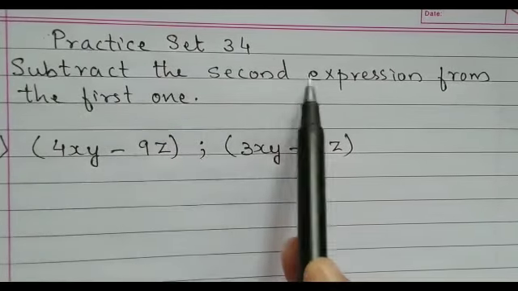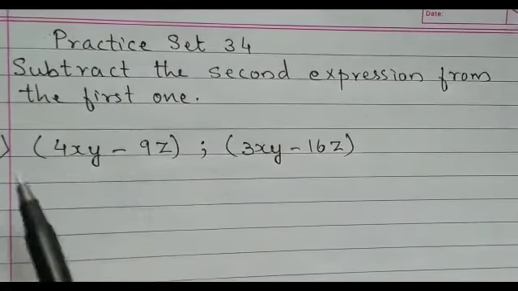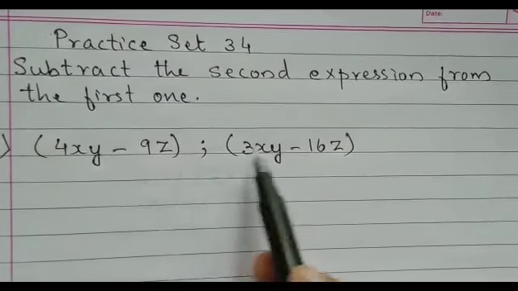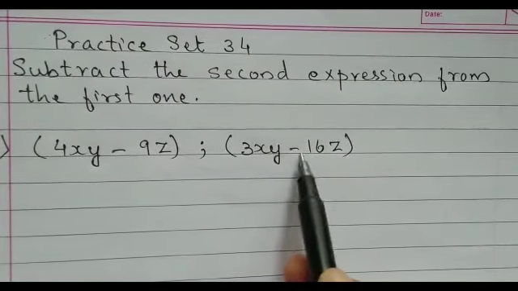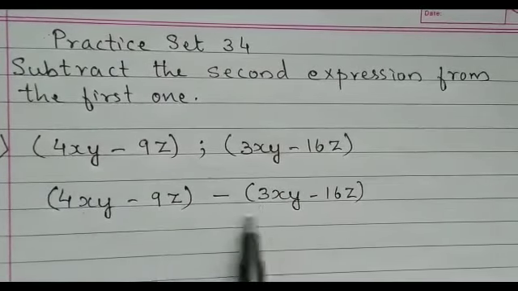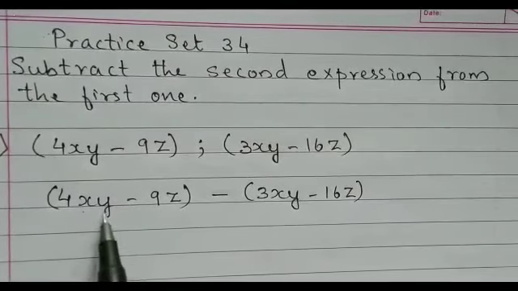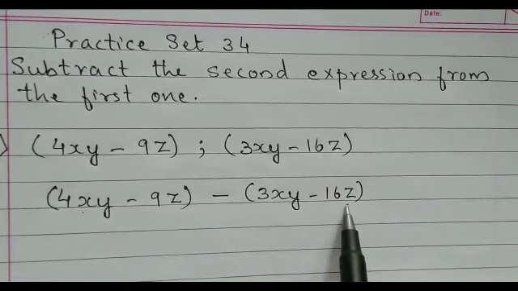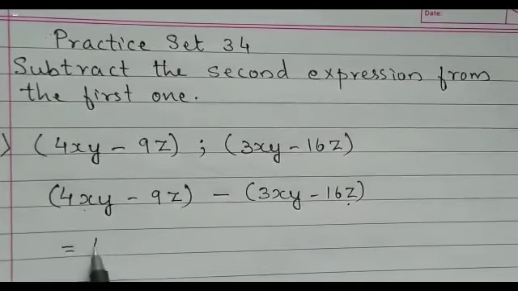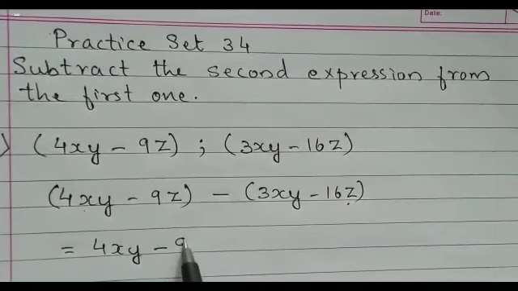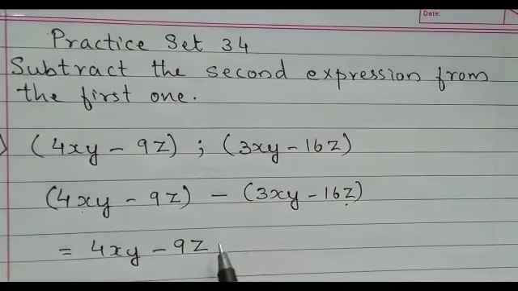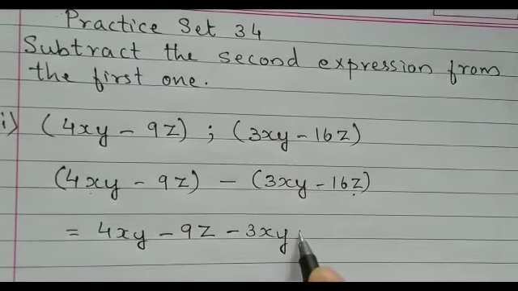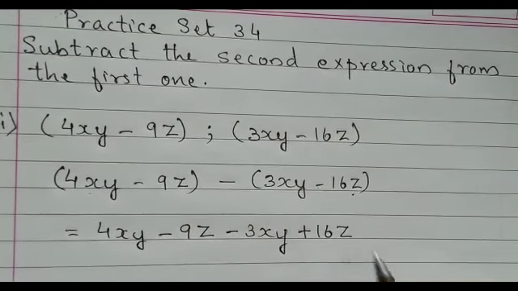The question is subtract the second expression from the first one. The first question, the first expression is 4xy minus 9z and the second expression 3xy minus 16z. So this is your question. So when you subtract, the first expression remains unchanged and the sign of every term in the second expression changes. So we have 4xy minus 9z. This is plus 3xy, so it becomes minus 3xy, minus 16z, so it becomes plus 16z.